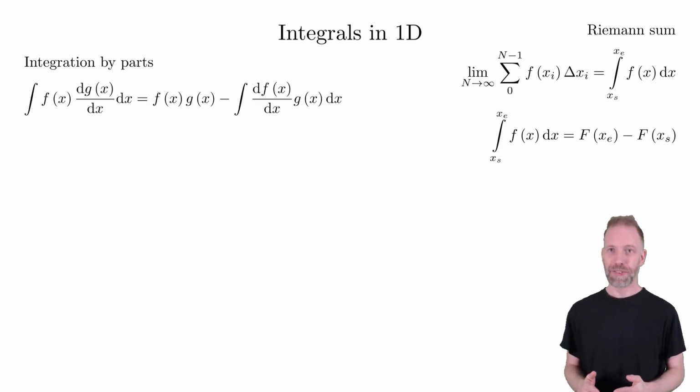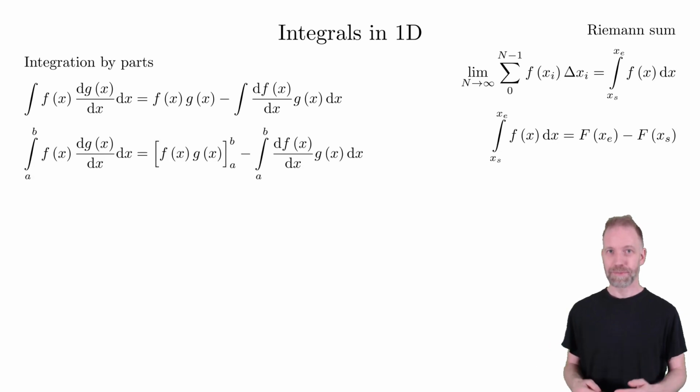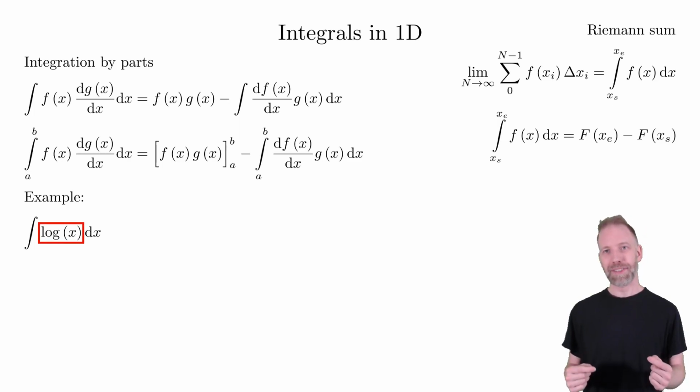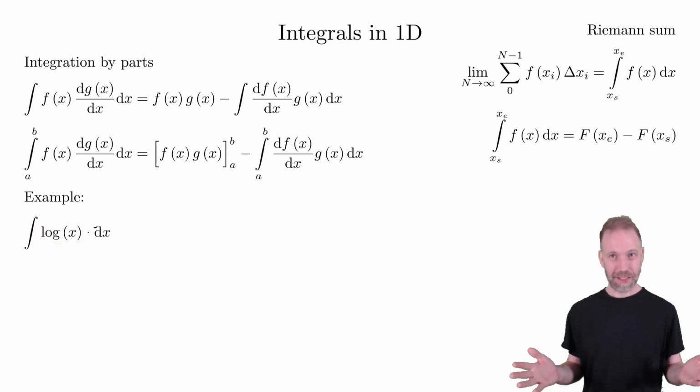This is the formula for integration by parts. If you do it with limits, it looks like this. Let us show an example to demonstrate how it works. A classical case is the integral of log x dx. Start by multiplying the equation with 1, which does not change anything.